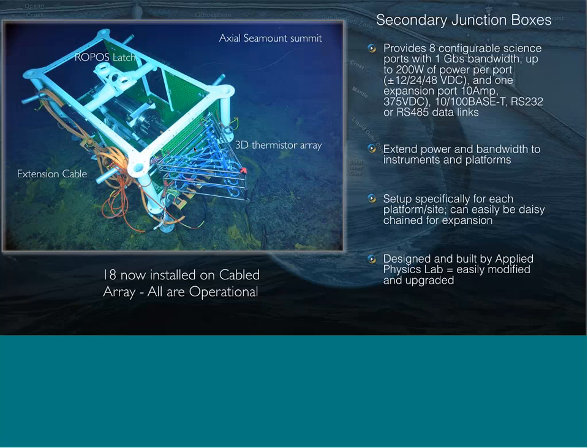Dana will go into more of the specifics about the secondary junction boxes, but basically we work with PIs to figure out what their requirements are for communications and bandwidth, and modify the junction boxes to accommodate those requirements. These are also designed to be expandable, so there's a port on each one, so we can daisy chain the junction boxes and expand the network quite easily.